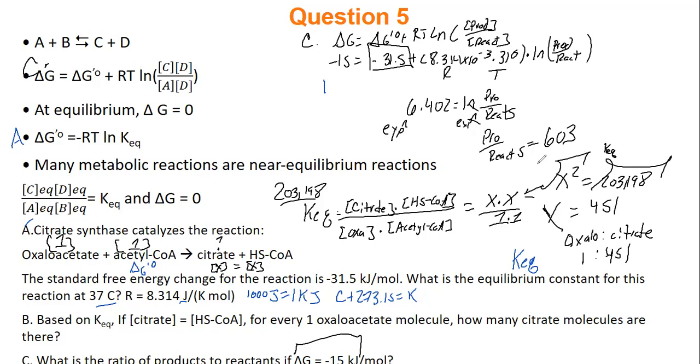And remember, this is just citrate multiplied by HCOA. Don't need to worry about that last part since I was just asking for the ratio, but that's how you'd figure it out. And that's how you can use all these equations in thermodynamics to ask a bunch of different questions and solve for a bunch of different situations.